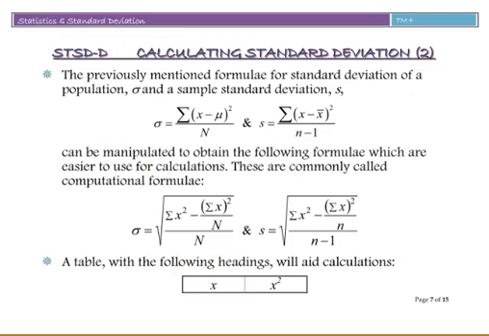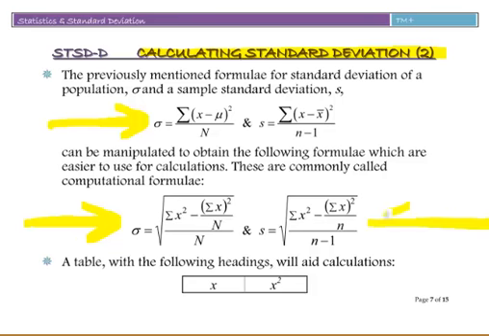Now let's look at another way of calculating standard deviation. This is how we previously calculated it, by finding the difference between our score and the mean for each one, squaring it, etc. Now we can manipulate those formulas to get these two here, and these are much easier for calculating. It's a much quicker method than trying to find the deviation from the mean every time.